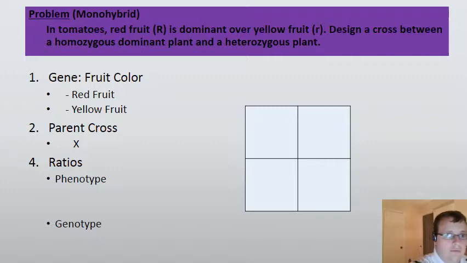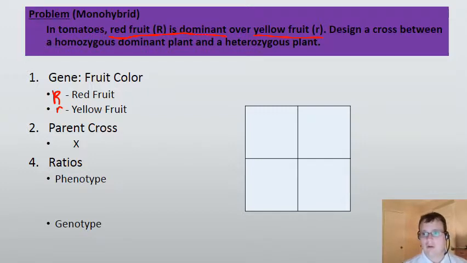So I know red fruit is dominant and yellow fruit is the recessive. So I'm going to use capital R for red fruit and lowercase r for yellow fruit. And that's just making a key. So I name the gene, which is fruit color, and then the alleles, red, yellow. Okay. Now we do the parent cross.